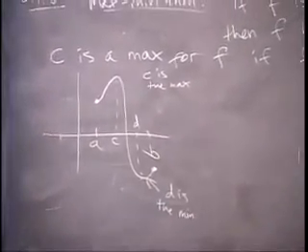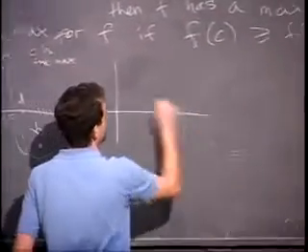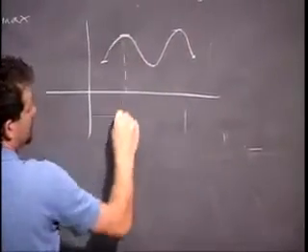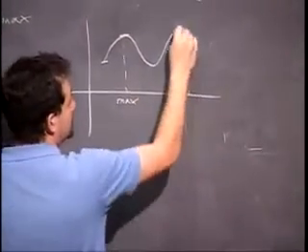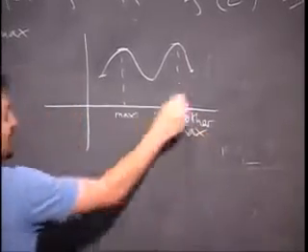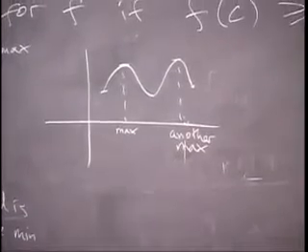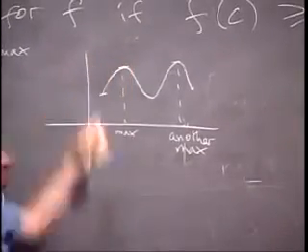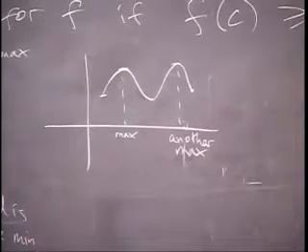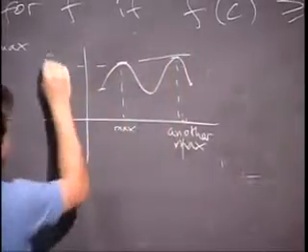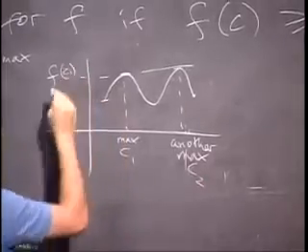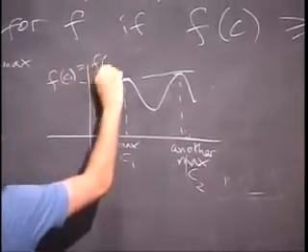Now, I don't say it can only have one. It could have multiple. That's a max. That's another max. By the way, the maximum is actually the x value. It's not the height. I say that c is a maximum if f of c is as big as it can be. F of c is the value of the function at the maximum. Call them c1 and c2. This is f of c1, which happens to be equal to f of c2.